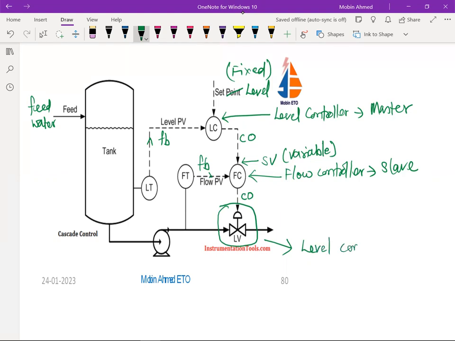So level control valve. Now this level is being controlled by the flow only. Okay, by the flow. So as I have told you, the level is a slow process that is controlled by the flow. Okay, and that is the reason here we are going to have a cascade type. So this cascade control is preferred. So this is also known as a cascade control.